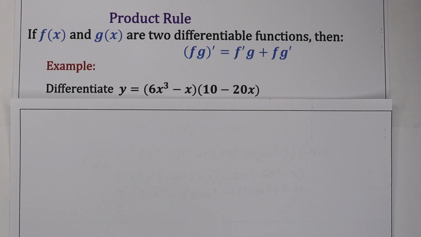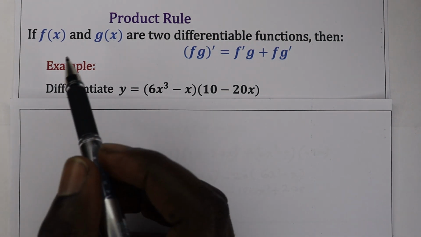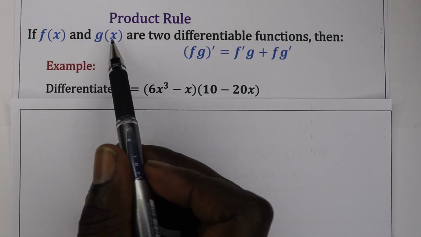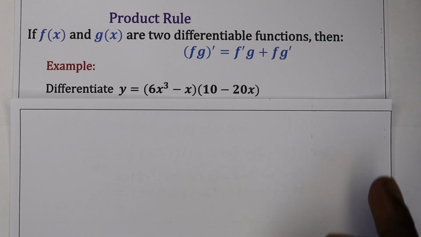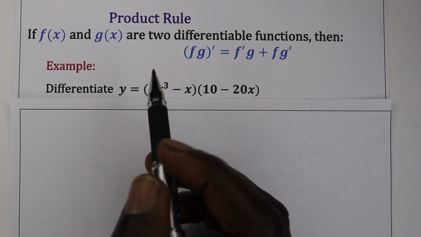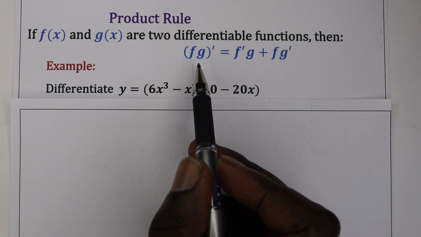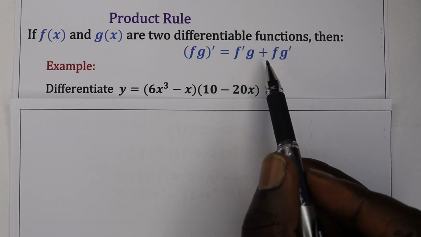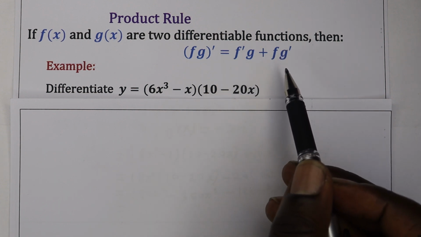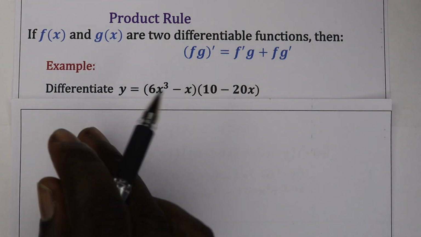So there's another category which requires us to apply certain rules, like a case where you have to differentiate a product of two functions. You'll use what we call the product rule. So if you have two functions, say f of x and g of x, and both of them are differentiable, that is, their derivative exists, then for you to get the derivative of their product, you will get the derivative of the first function, multiply by the second function, plus the first function multiplied by the derivative of the second function. So let us look at this example.